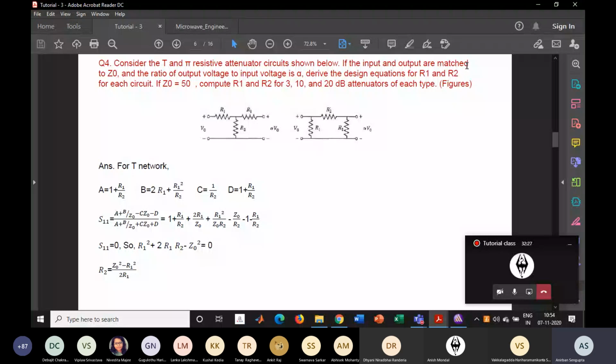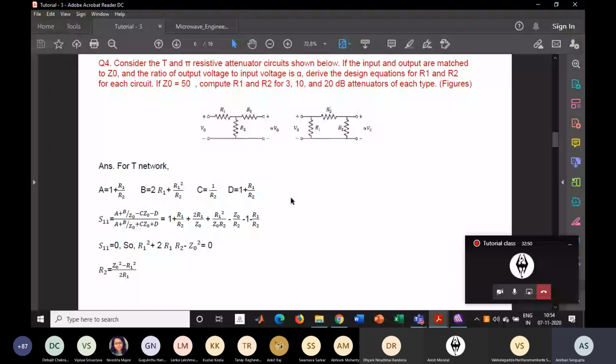So with S11 equals 0, you will find one equation for R2 consisting of Z0 and R1, because only two variables are unknown. So we need two equations. One equation will come out from this S11 and the second equation will come out from the S21.